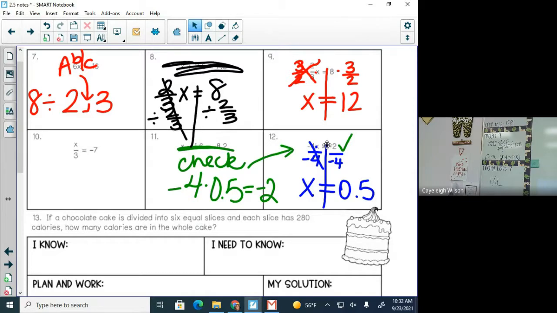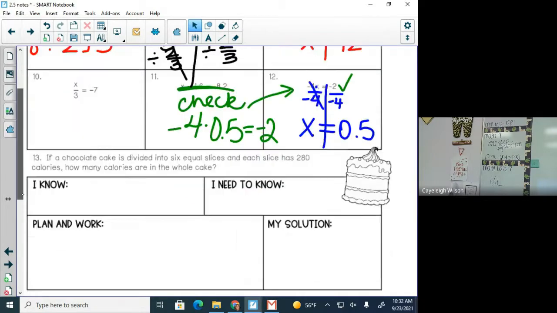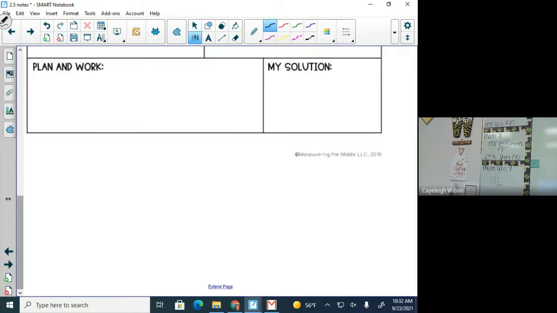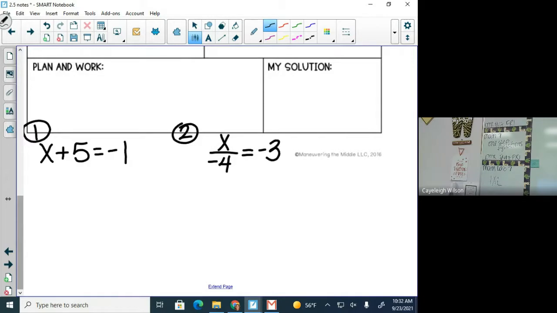All right, we're gonna do a couple more practice. So down at the bottom where the summary is, we're just gonna squeeze some problems in there. So let's do x plus 5 equals -1. So we'll do that one down there, and let's do x divided by -4 equals -3. We're just gonna do a few different ones down there.